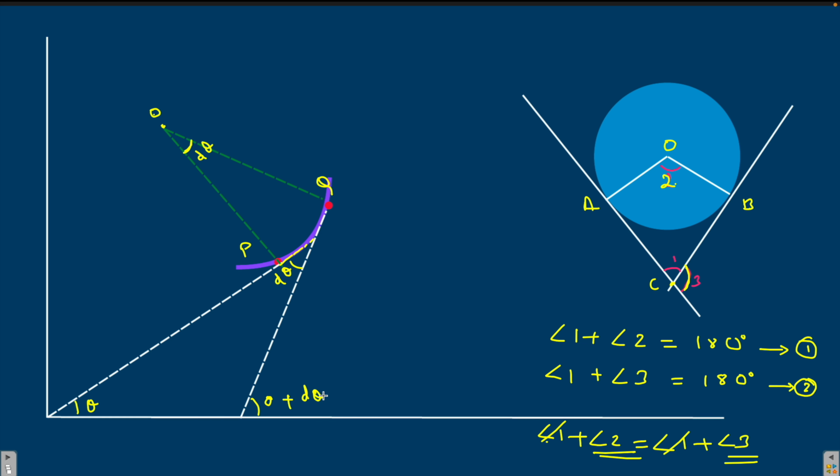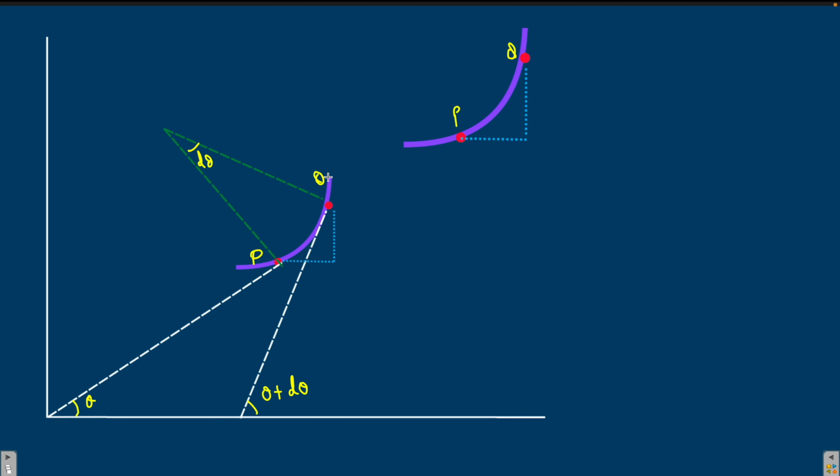Now let's move ahead. I've taken the same beam over here. Let me name these P and Q. Now let the distance between P and Q along the x direction be dx, the distance between P and Q along the y direction be dy, and the length of the PQ arc be ds.